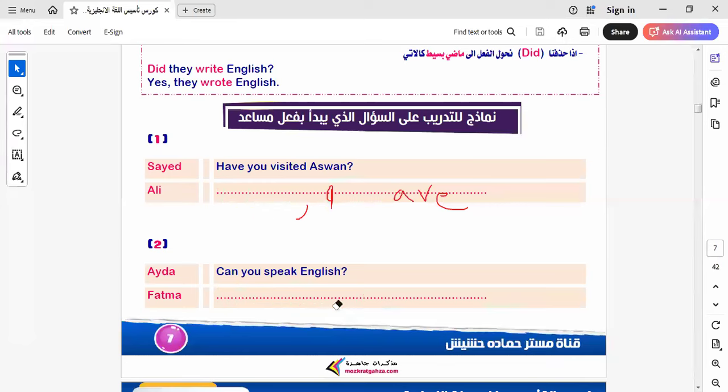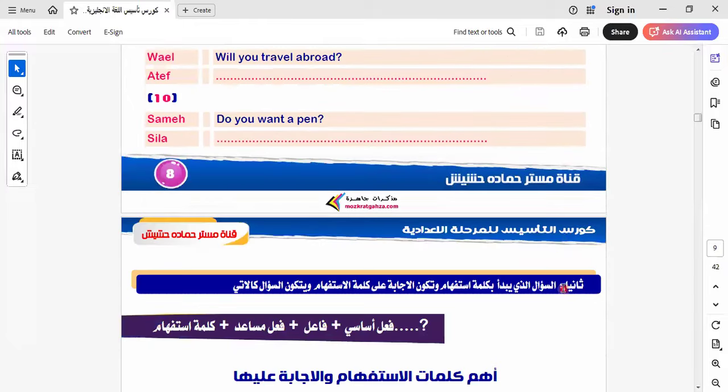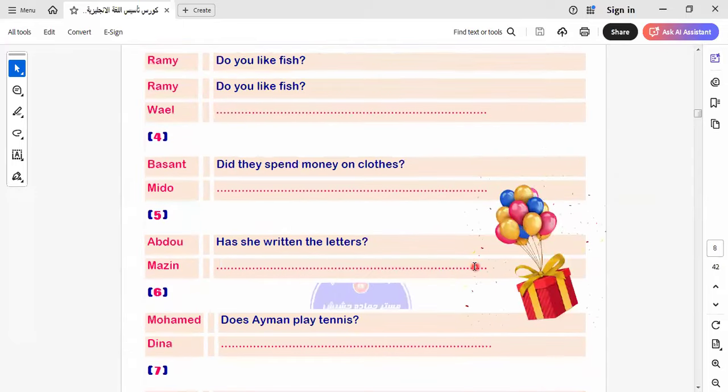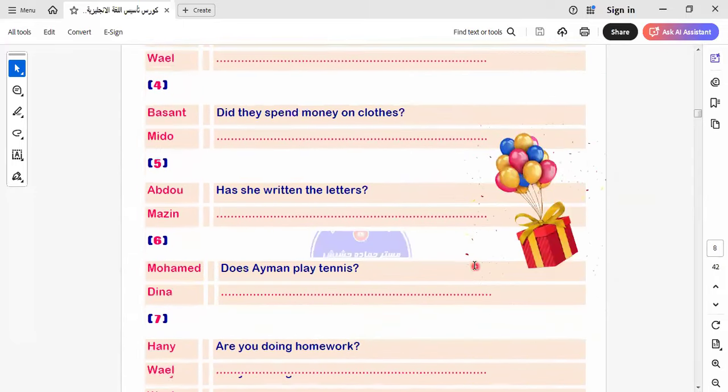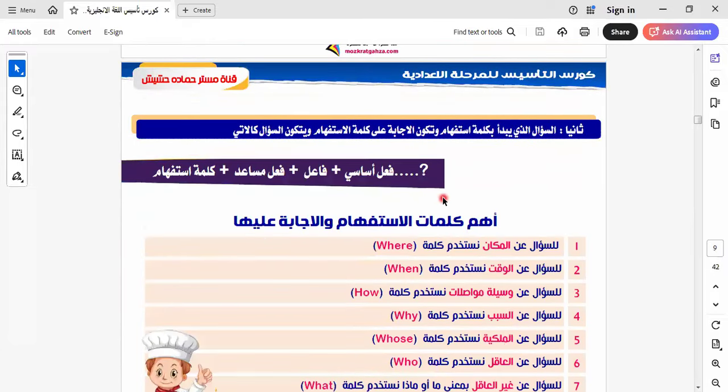I think now we know how to make yes/no questions. Next class, I will explain how to make WH questions. By this exercise, we know how to make yes/no questions. I will leave the rest to do by yourself as homework. I stop here, and next class I will explain how to make WH questions.